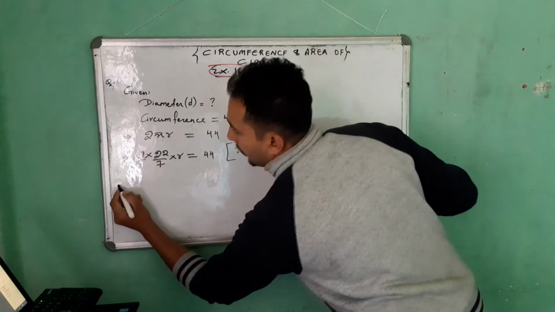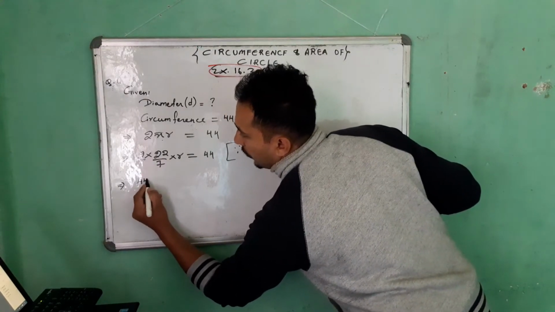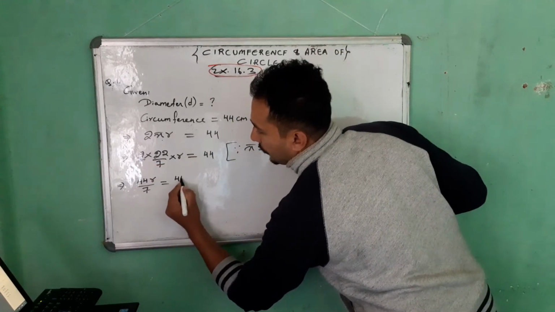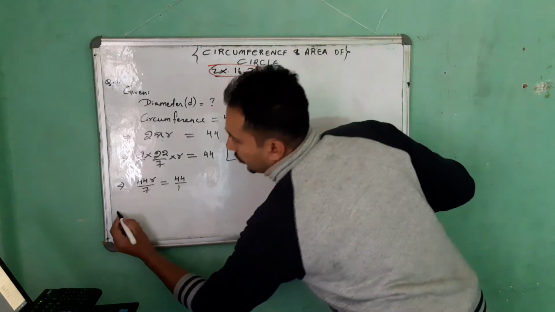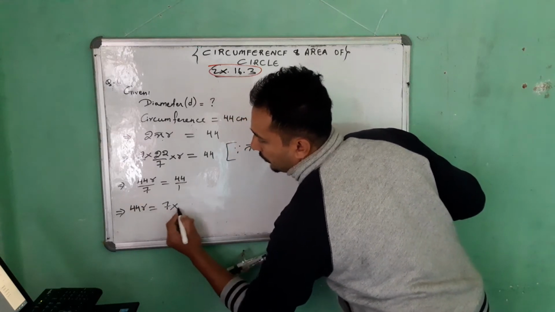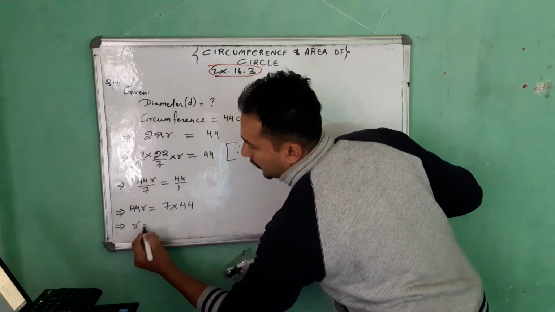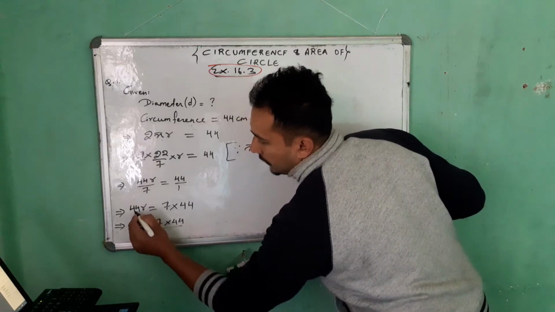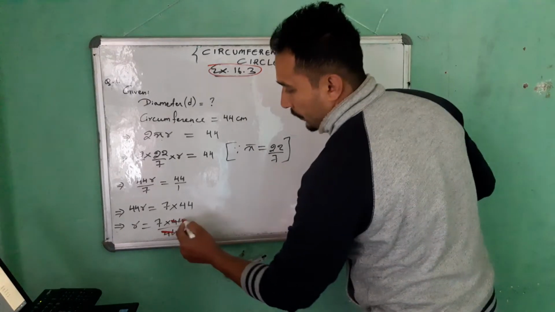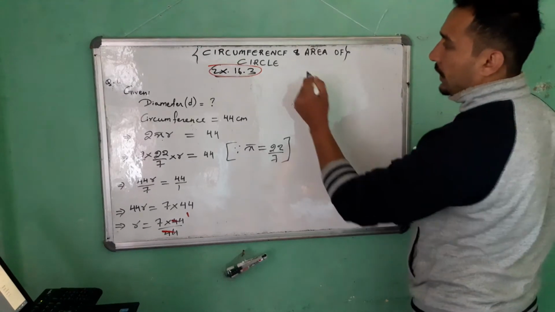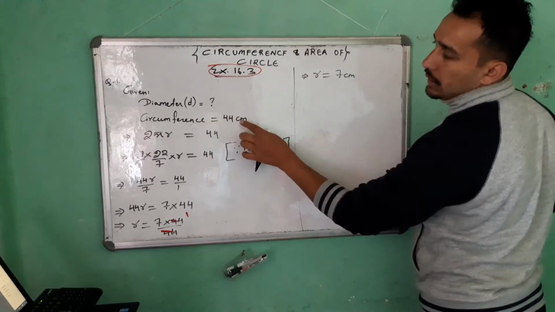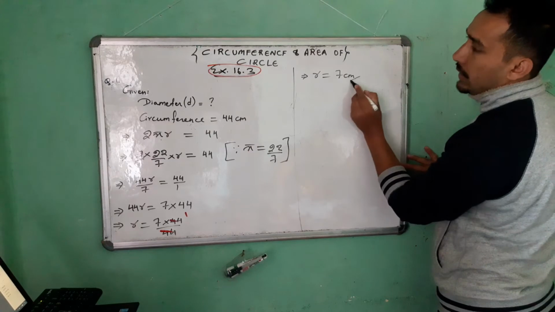Now 2 into 22 is 44 r by 7. So 44 r by 7 is equal to 44, divided by 1. Now you do the cross multiplication. 1 into 44 r is equal to 7 into 44. So r will be equal to 7 into 44 divided by 44. 44 ones are 44. So the radius we got is 7. It implies radius is equal to 7 centimeter, because the unit was centimeter.